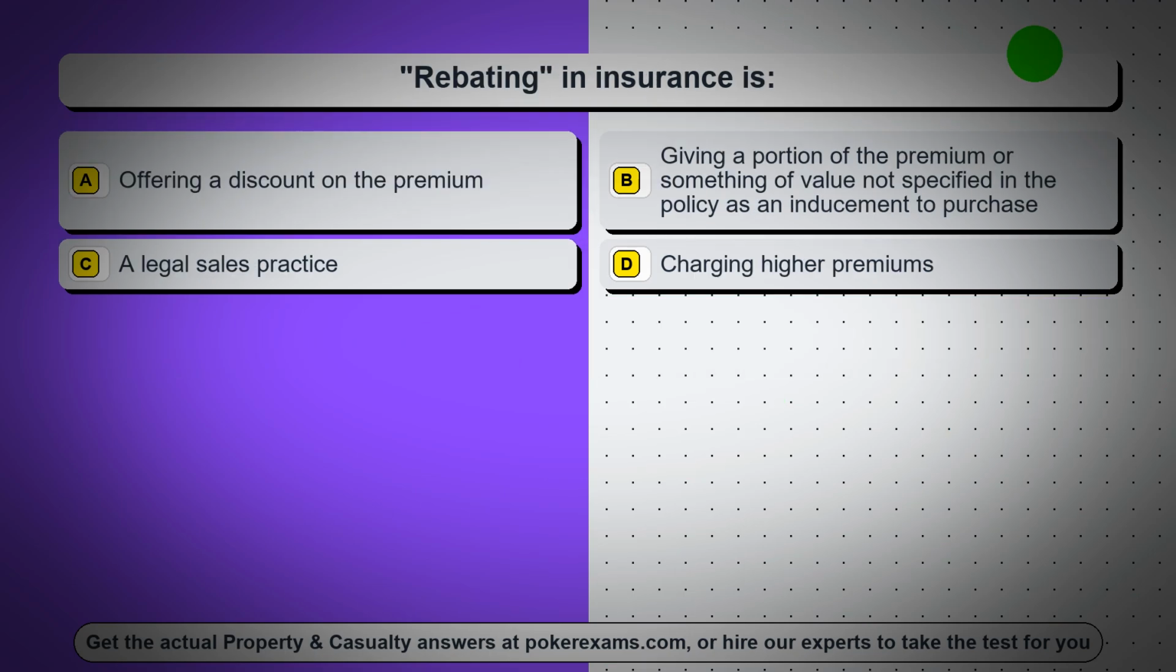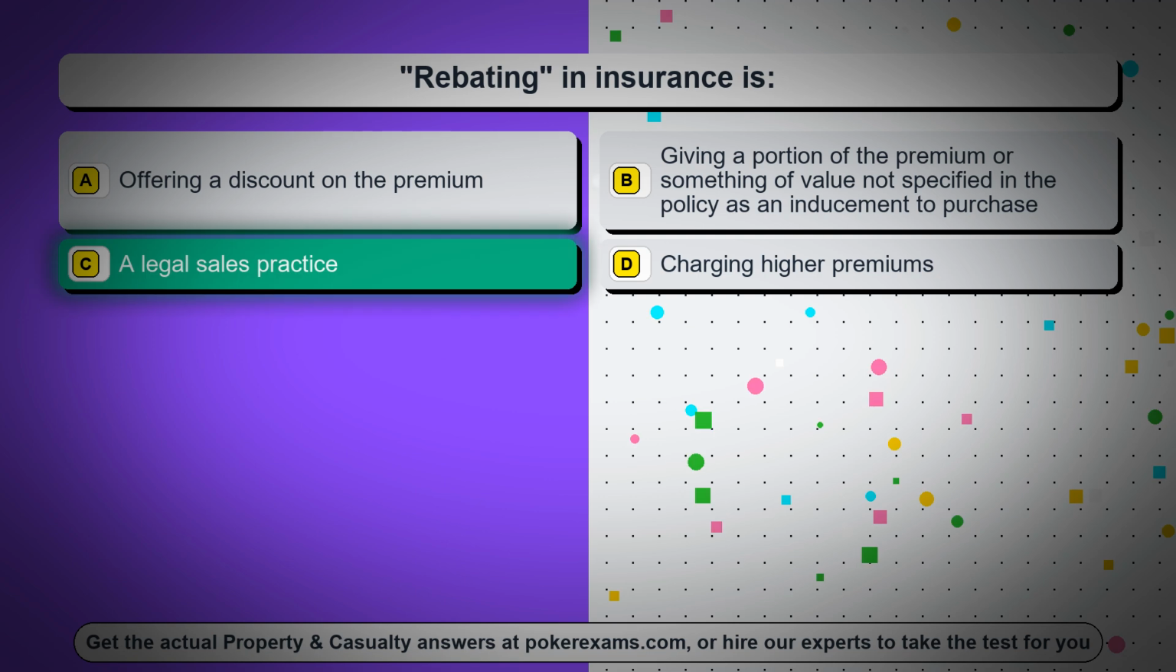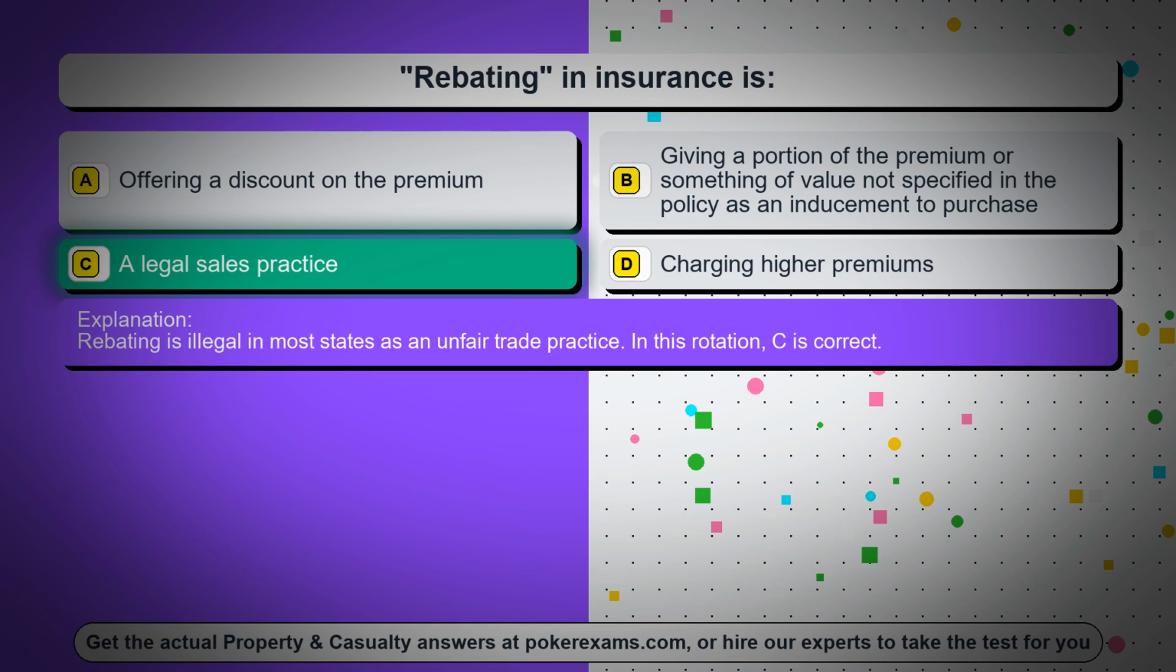Question 89. Rebating in insurance. Option A, offering a discount on the premium. Option B, giving a portion of the premium or something of value not specified in the policy as an inducement to purchase. Option C, illegal sales practice. Option D, charging higher premiums. The correct answer is option C, illegal sales practice. Rebating is illegal in most states as an unfair trade practice. In this rotation, C is correct.